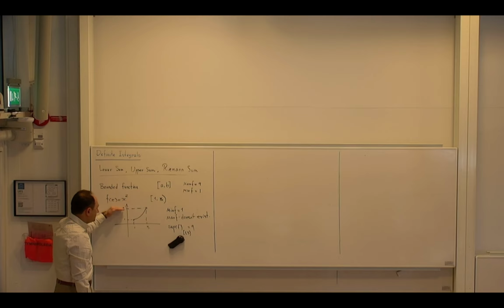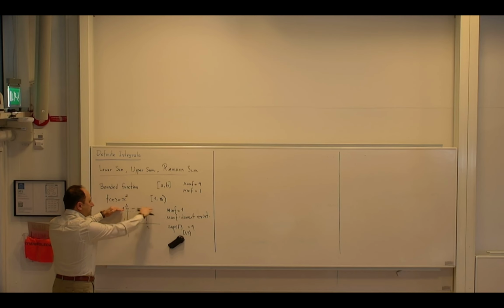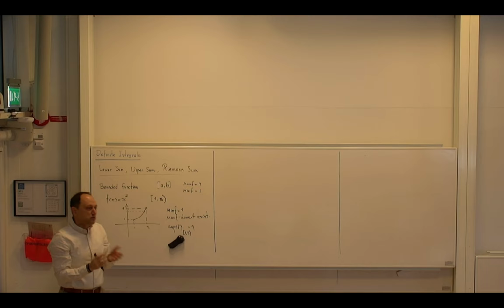smallest upper threshold. Because if I go below 9, if I, for example, stay here, then there are many points on the graph which are higher than this one. So this 9 is on the one hand the upper threshold because all the graph lies below it, but it is the smallest upper threshold because even if I come a little bit lower, then a lot of points will be higher than that one. So that is the concept of supremum.